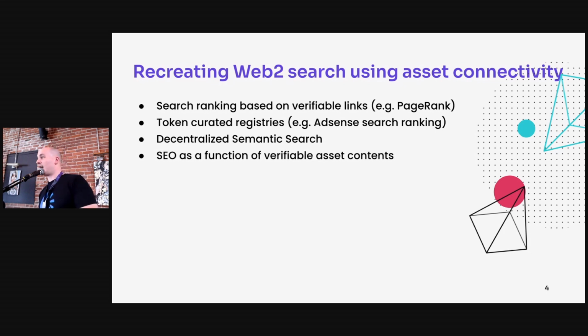And then we have SEO, so quite a big industry, as a function of verifiable asset content. So you can, let's say, incentivize people to create richer semantic Web3 assets, and therefore, because they're richer and they can be more useful, you increase that N, right? You have a lot more data, then you can be, let's say, better positioned in an SEO sense.